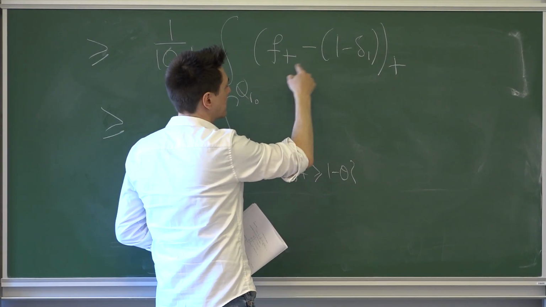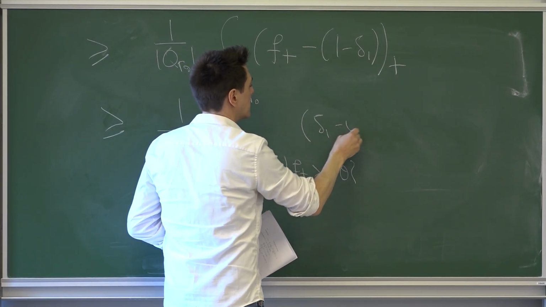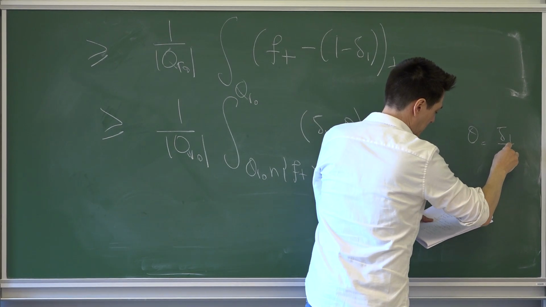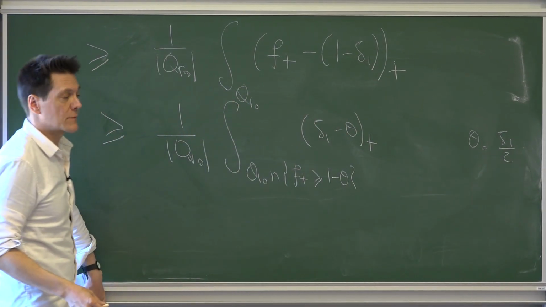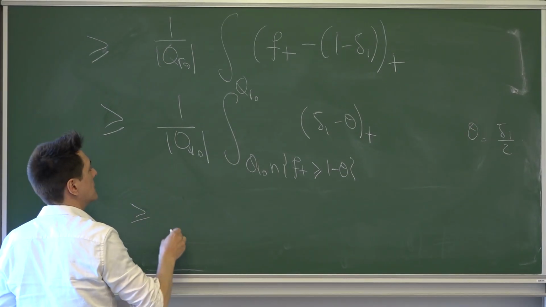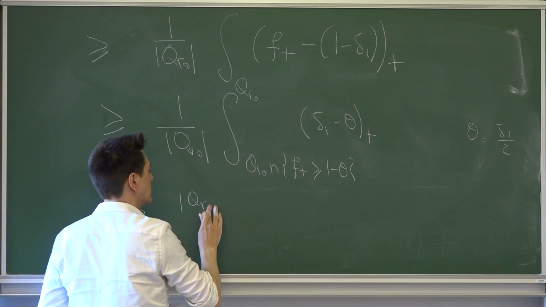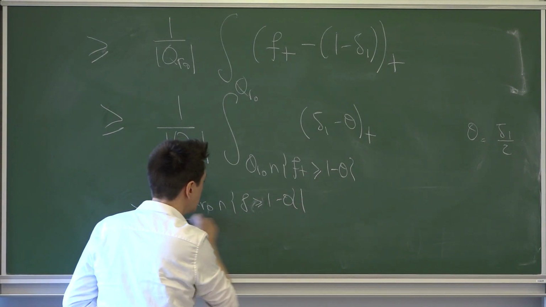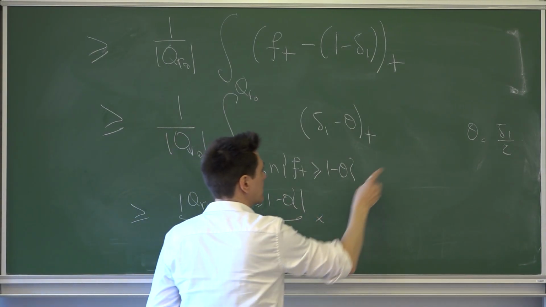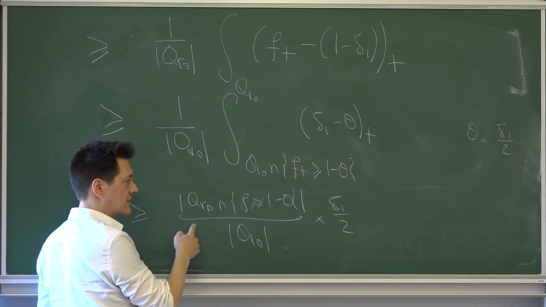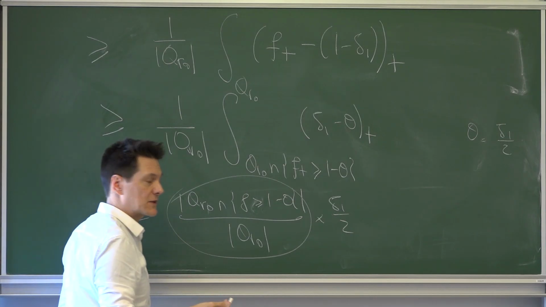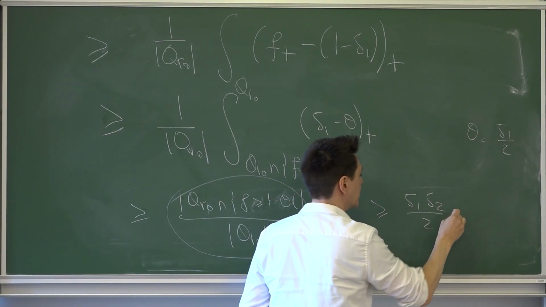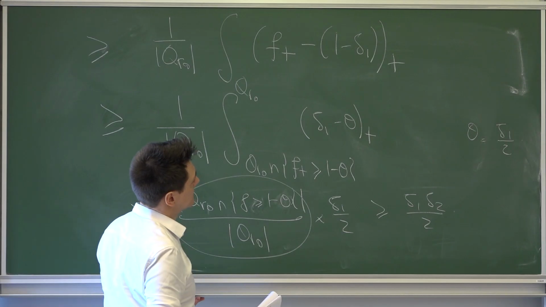And now what do I have? This is greater than 1 minus delta minus that, so I have exactly delta 1 minus theta. You can drop the plus, you just take theta to be delta 1 over 2, for instance. And you get that it is bigger than the measure of that set times delta 1 over 2. But now, by assumption, this whole thing is greater than delta 2. That's my second measure assumption. So this is greater than delta 1 delta 2 over 2. Okay, so we are in good shape.